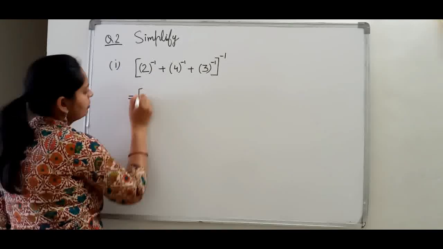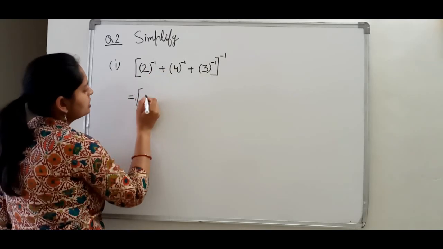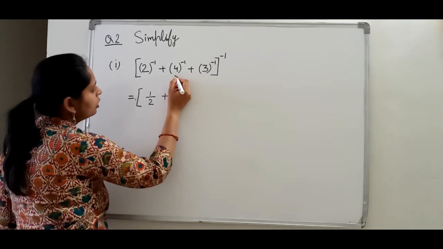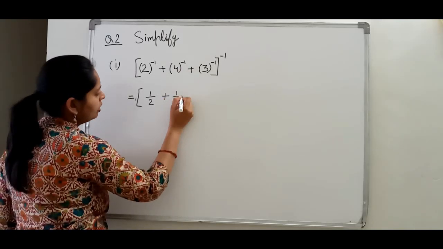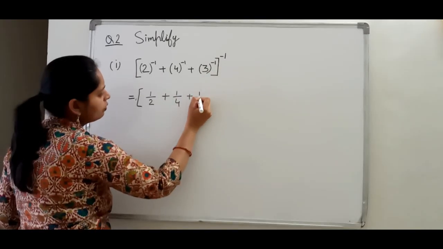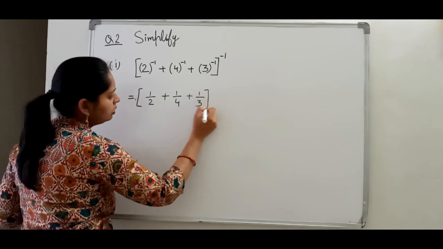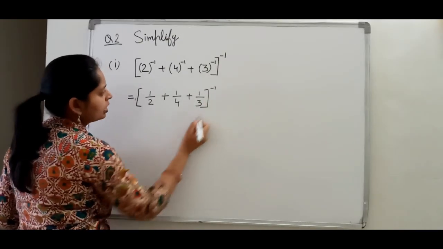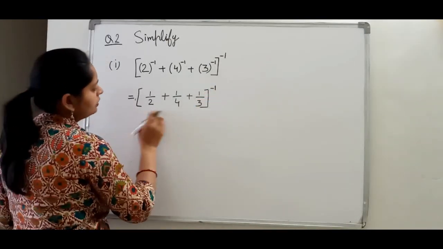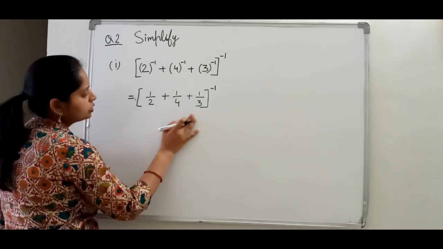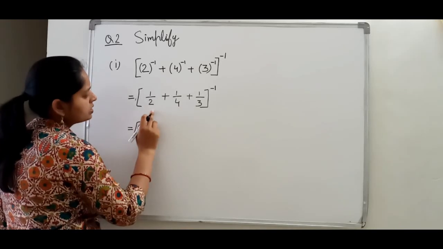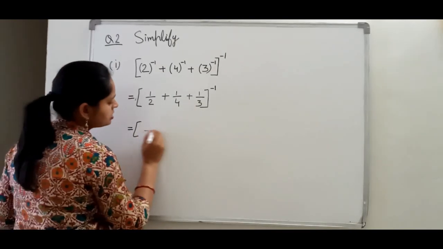So how will we solve? 2 to the power minus 1 is equal to how much? 1 upon 2 plus 4 to the power minus 1 is equal to how much? 1 upon 4 plus 3 to the power minus 1 is equal to 1 upon 3, and the whole to the power minus 1 is also there. For making this power positive, we have to turn it up, but first we have to solve this. How will we solve? You know that we are having different denominators. So the LCM for 2, 4 and 3 will give you how much?